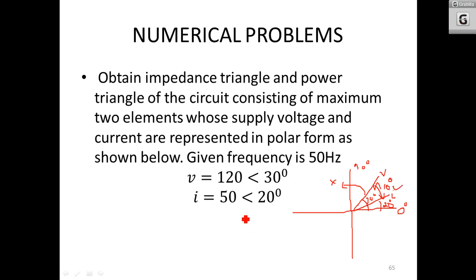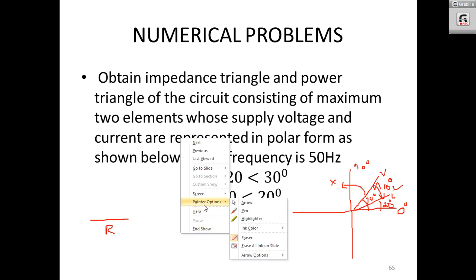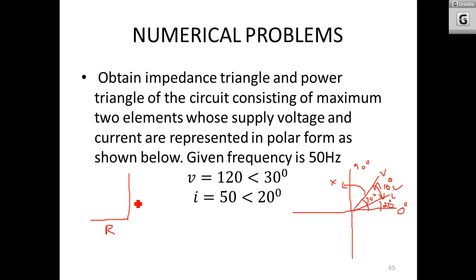So it is basically an RL series circuit. Now, if you are going to draw the triangle, how will it be? Resistance will be on x-axis. And inductive reactance will be on y-axis, and the resultant is Z. And this angle is 10 degree.